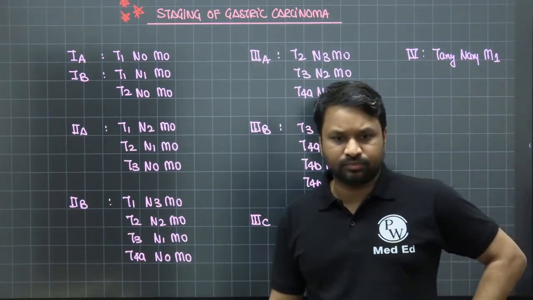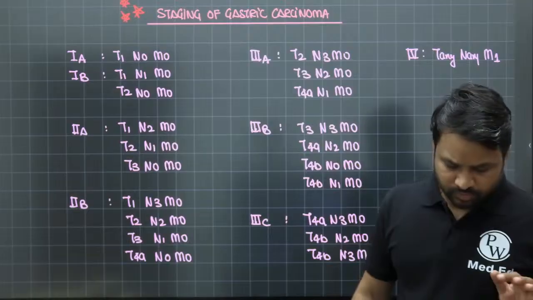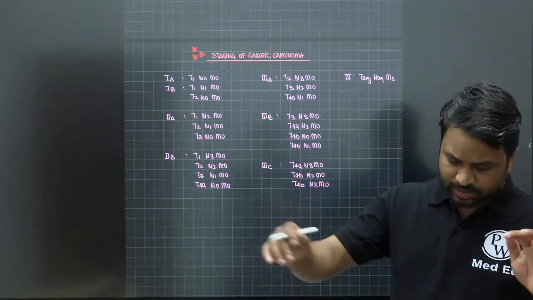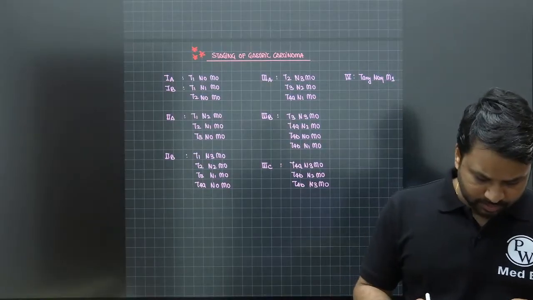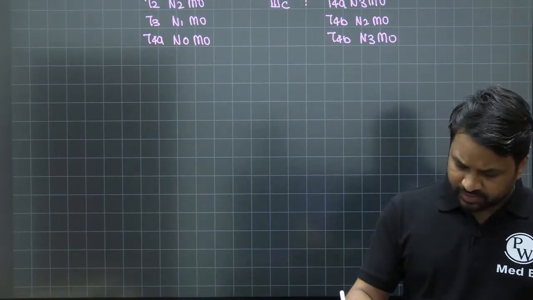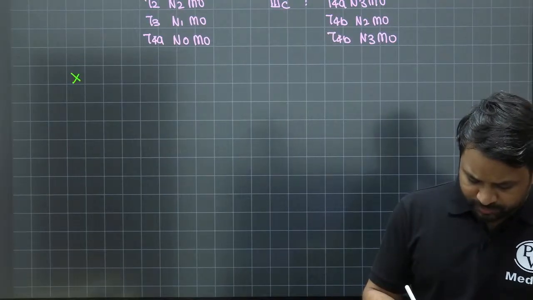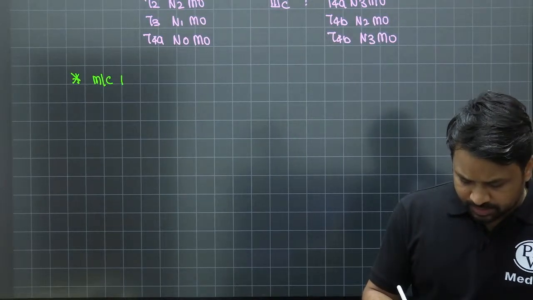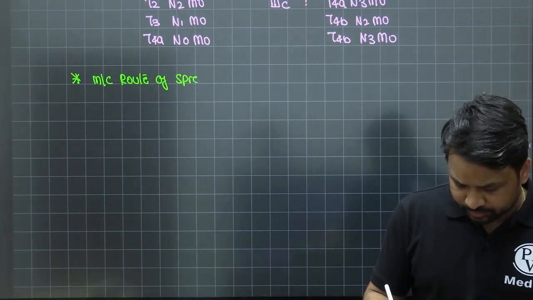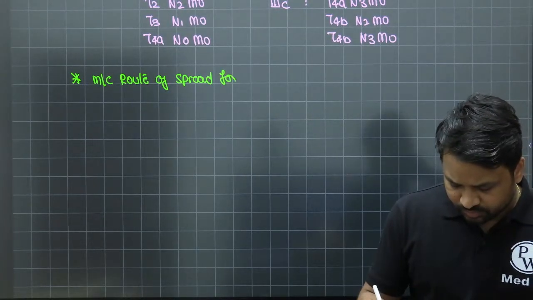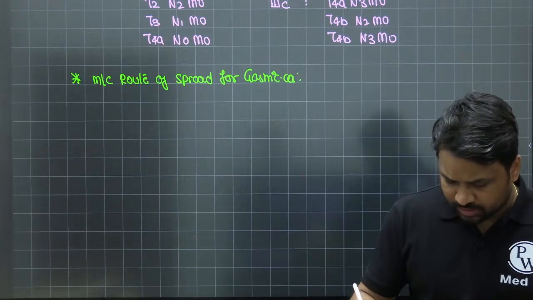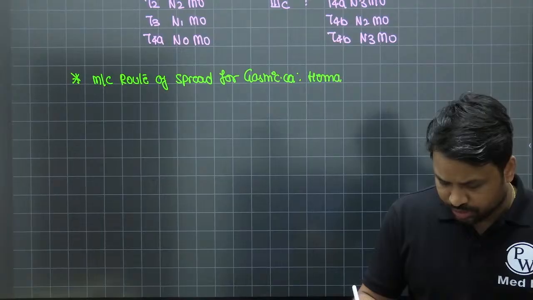Okay, let's go. So let's talk about stage-wise management of the gastric cancer. Okay? Before we move down, if they ask you what is the most common route of spread for gastric cancer, the answer is going to be hematogenous.